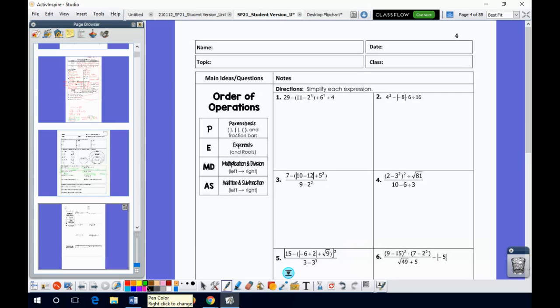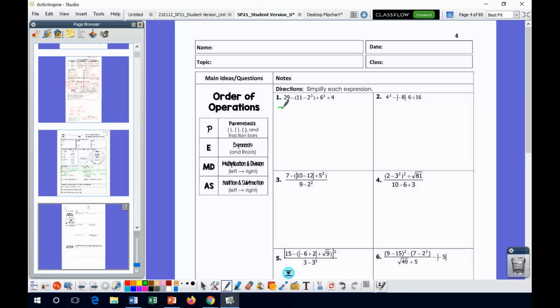All right, so let's look at number one. If we are following PEMDAS, what is our order of operations? Parentheses. So we're going to do parentheses first. Inside the parentheses, we have a subtraction sign, and we also have a cube. What do we need to do first? The exponent. So it'd be 8.